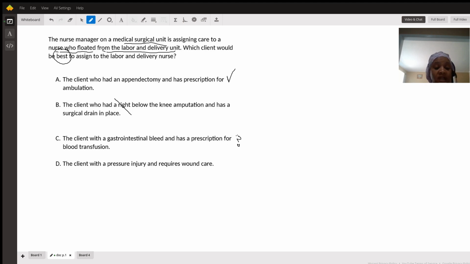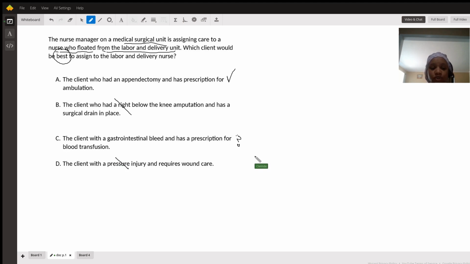Option D, the client with a pressure injury and requires wound care. L&D nurses are not focusing on pressure injuries. Those patients were probably immobile who developed a pressure injury and require a dressing change for wound care of that pressure injury. We're going to get rid of D.